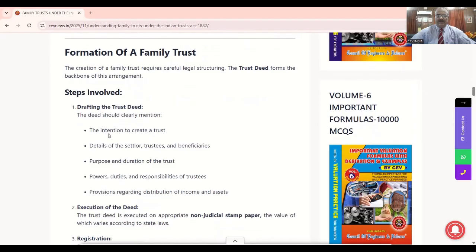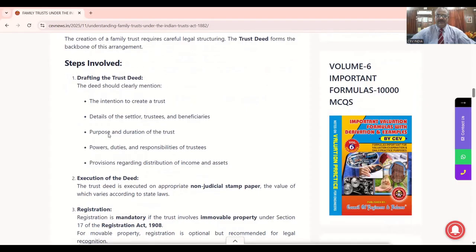Now, what are the steps involved? First of all, drafting the trust deed. The deed should clearly mention the intention to create the trust. Settlor's intention to create a trust. Detail of the settlor, trustees and beneficiaries. It should be clearly mentioned in the deed, details of settlors, trustees and beneficiaries.